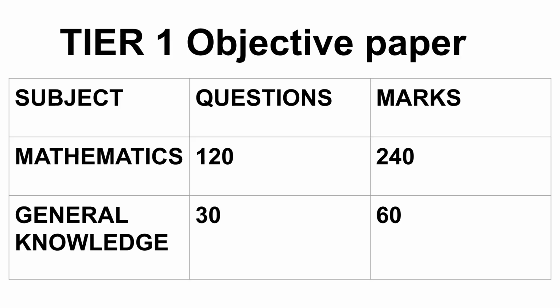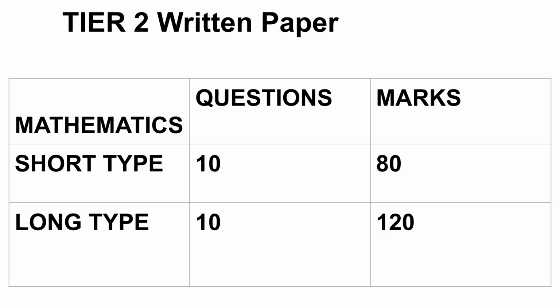The examination consists of 2 tiers, a Tier 1 objective paper and a Tier 2 written paper. In the Tier 1 objective paper, you will face 120 mathematics questions worth 240 marks and 30 general knowledge questions worth 60 marks. The Tier 2 written paper focuses on mathematics, consisting of 10 short type questions worth 80 marks and 10 long type questions worth 120 marks.